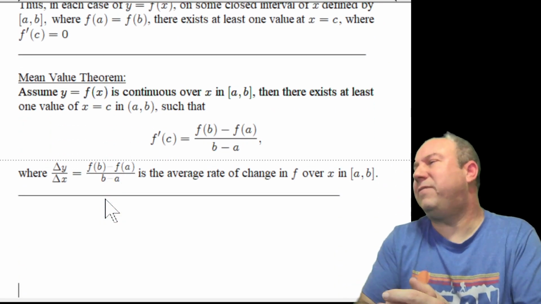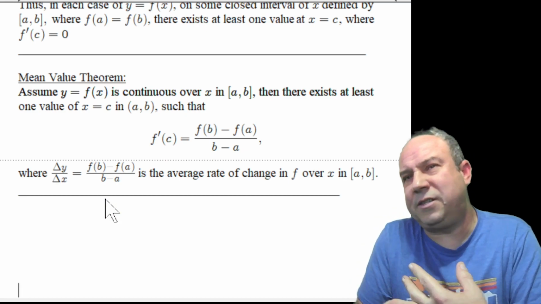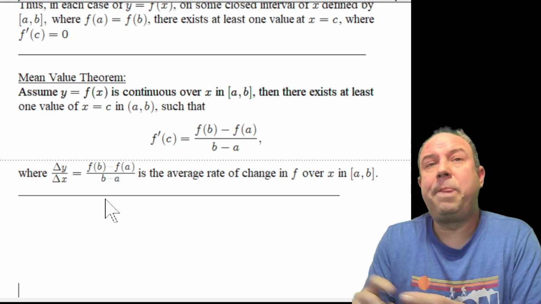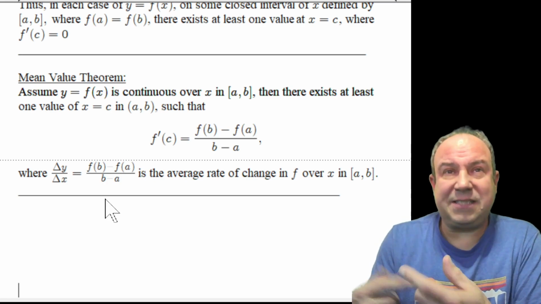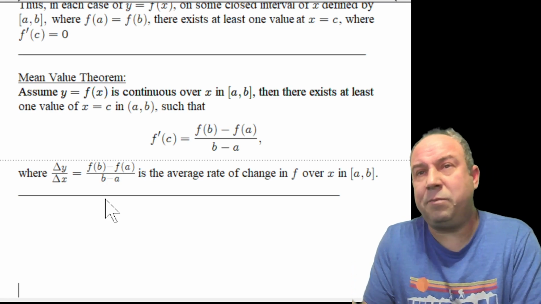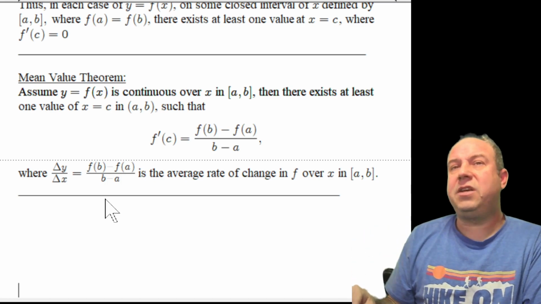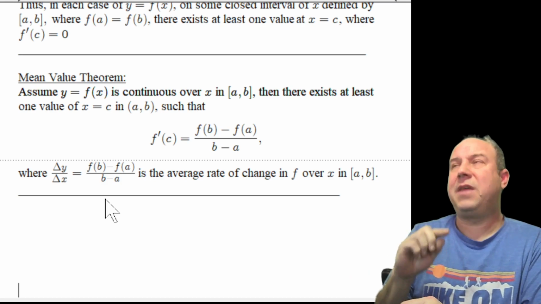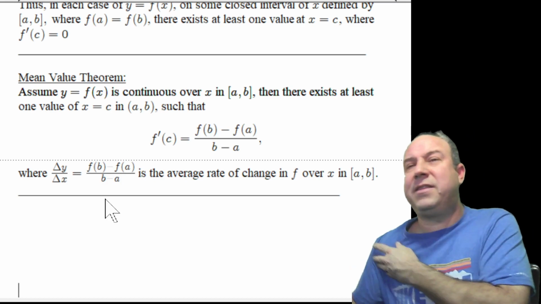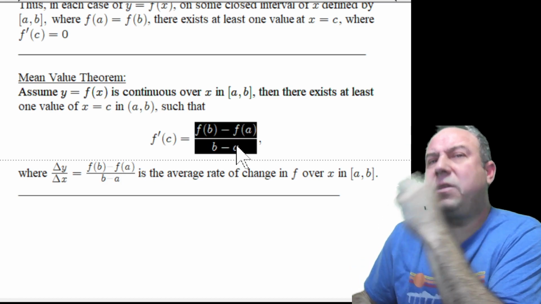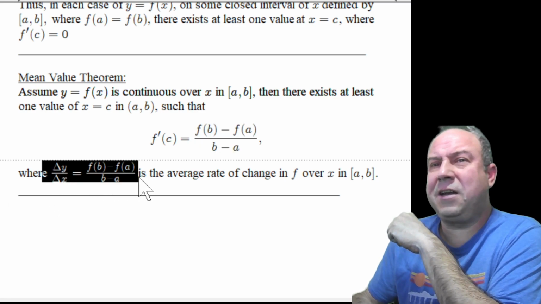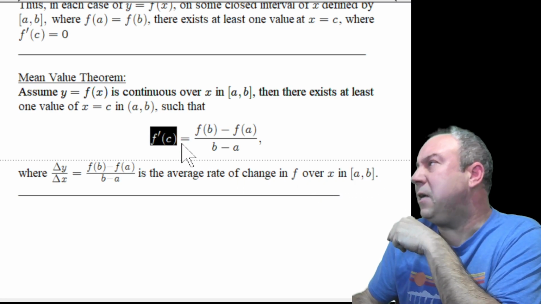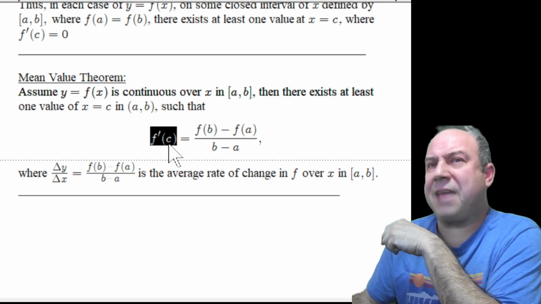All right. Here's mean value theorem. It says assume y equal to f of x is continuous, right, over values of x in, again, some closed interval from a to b. Then what must be true is there must exist at least one value of c in that interval from a to b such that when you take the first derivative of our function f at that value of c, it equals f of b minus f of a all divided by b minus a. This value here that we should be familiar with is known as our average rate of change in our function over this interval from a to b, and it will be equal to the first derivative of our function at that value of c.